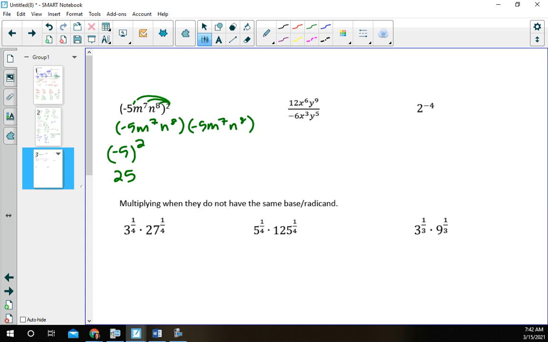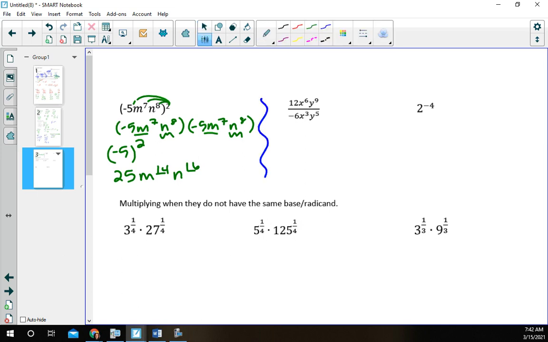All right. Now, do the same thing we did on the last page. How many total m's? There are 14. How many total n's? There are 16. Okay, or 7 times 2 gets me to the 14. 2 times 8 gets me to that 16th power.